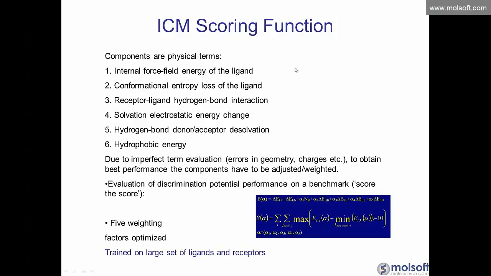But the ICM scoring function, which I can send the paper on if you're interested in reading more, is like a combination of the internal force field energy of the ligand, the conformational entropy loss of the ligand, the receptor-ligand hydrogen bond interactions, solvation electrostatic energy change, and donor acceptors desolvation, as well as hydrophobic energy. So it's a combination of all these factors and weighted, and it's trained on a very large set of ligands and receptors.